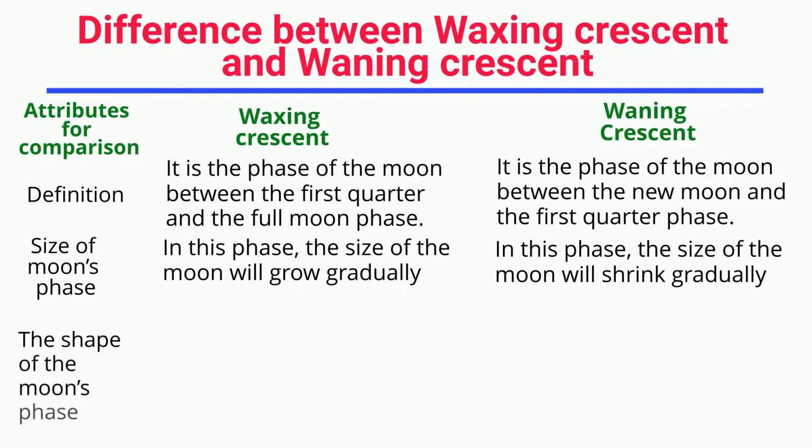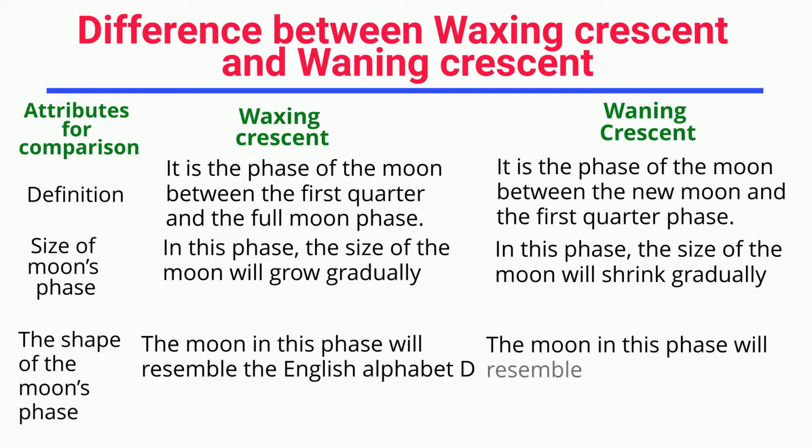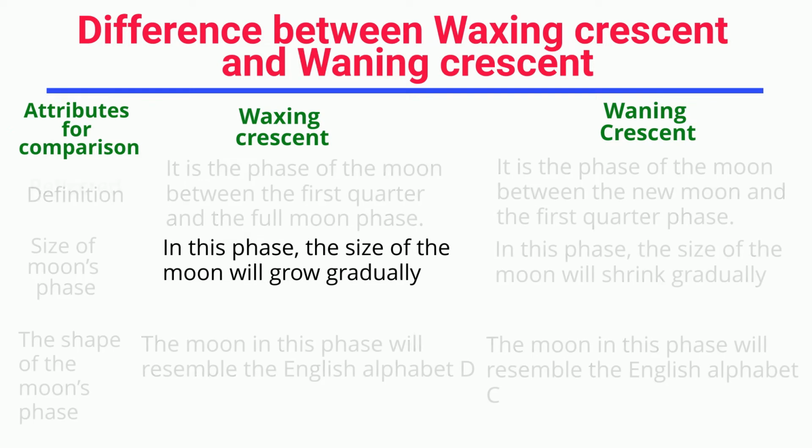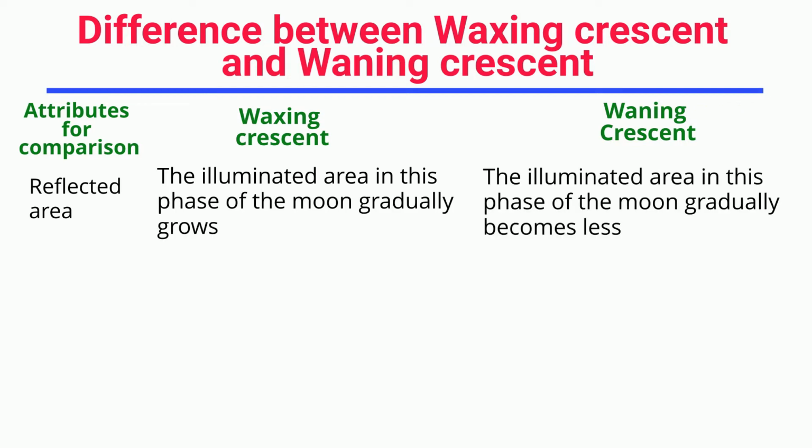The shape of the moon? In the waxing phase, the moon will resemble the English alphabet S. In the waning phase, the moon will resemble the English alphabet D. Reflected area: the illuminated area in the waxing phase of the moon gradually grows. The illuminated area in the waning phase of the moon gradually becomes less.